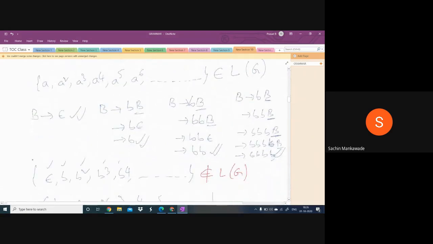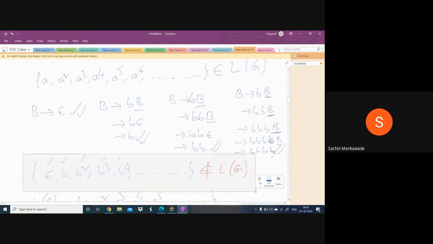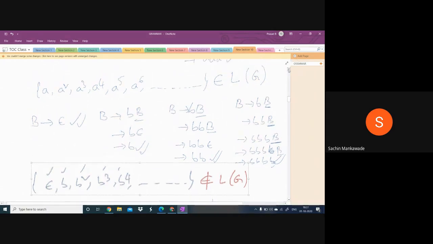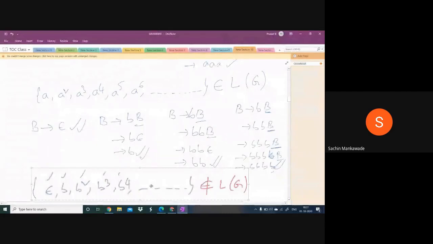While copying, just write here, after this. Even though these are all terminal strings, they are not derived from the start symbol. The strings I have selected do not belong to L of G. These do not belong to L of G because they are not derived from the start symbol.